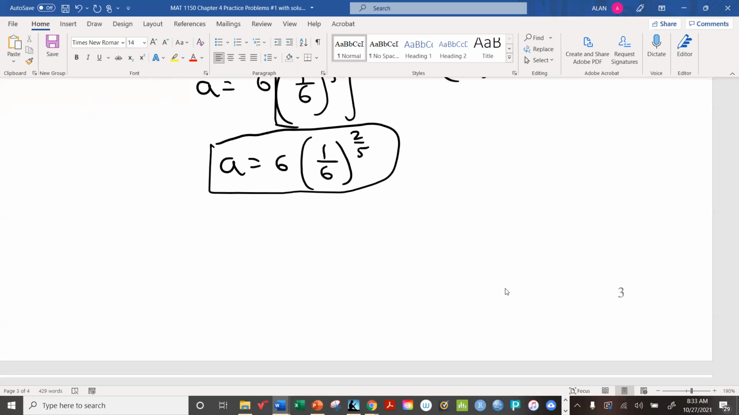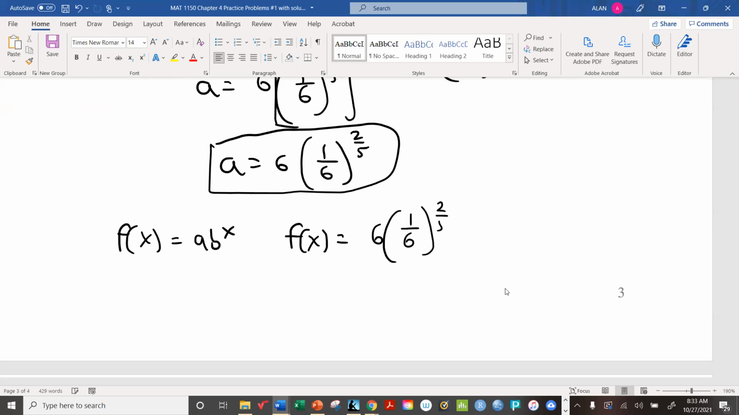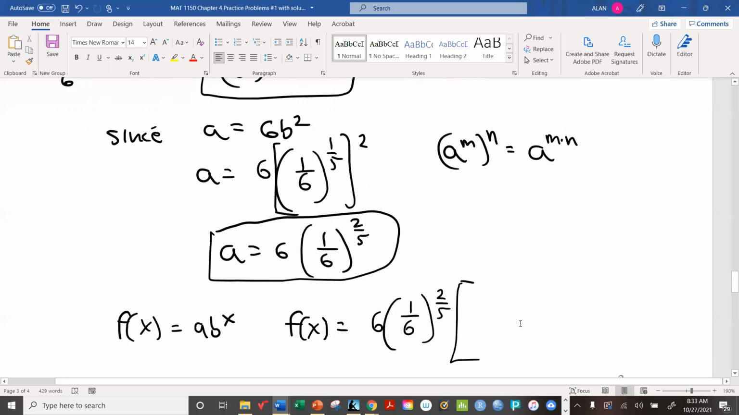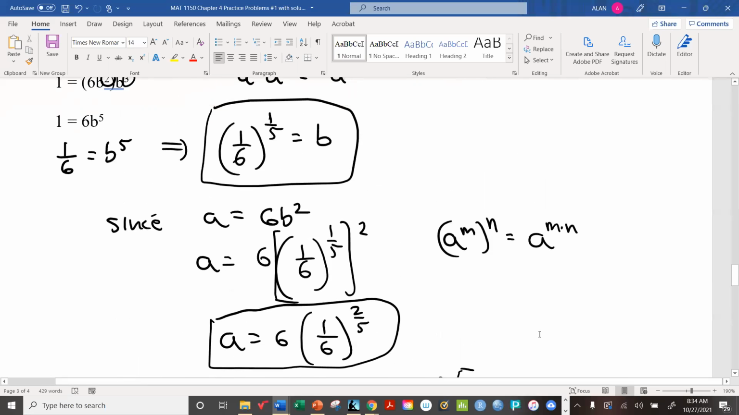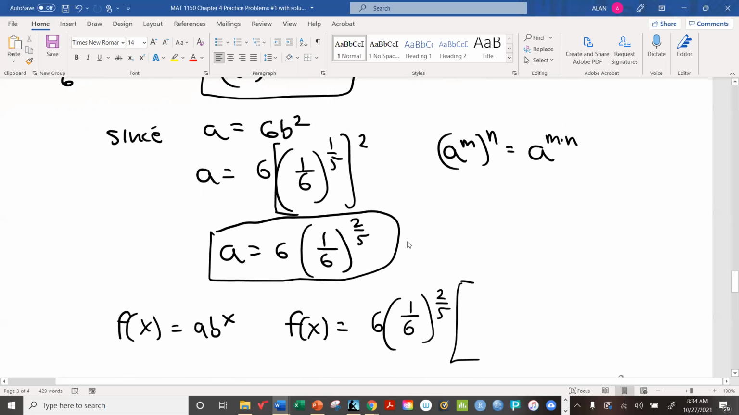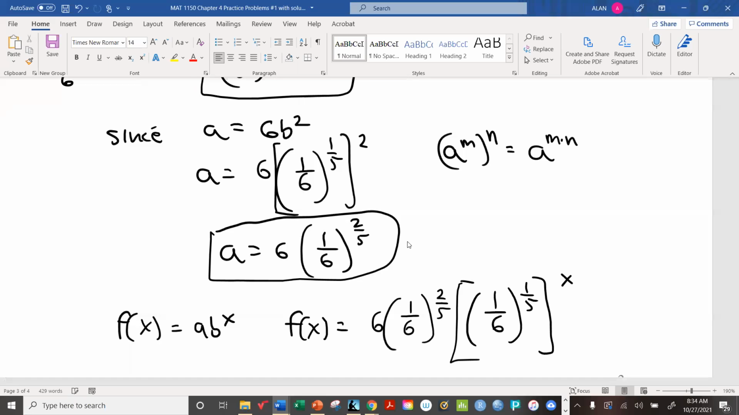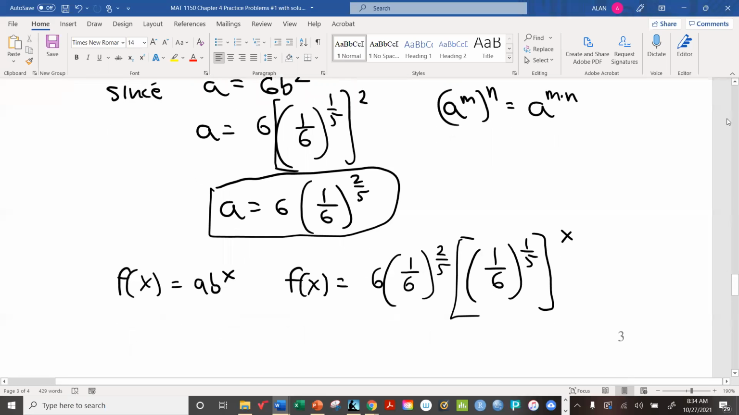So therefore, so there's your A. In the brackets, I'll have the B, 1/6 to the 1/5 power, all raised to the X power. And believe it or not, that is your final answer.